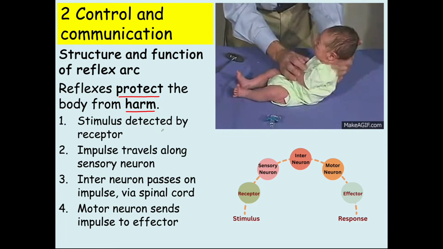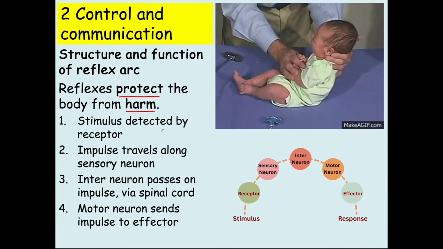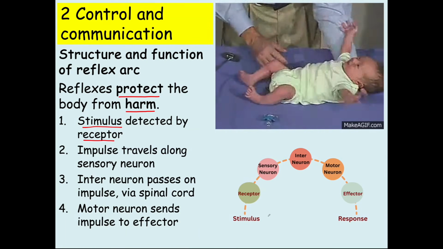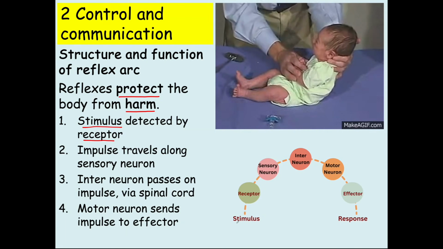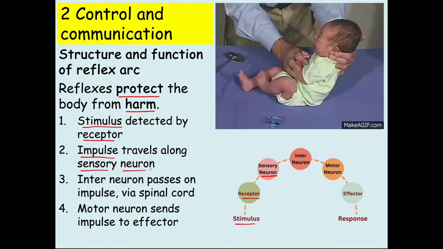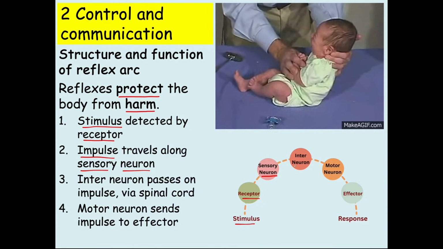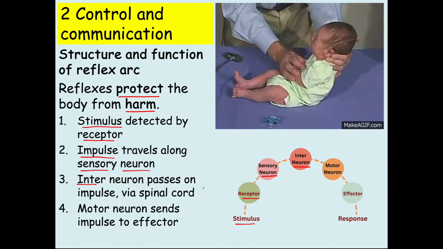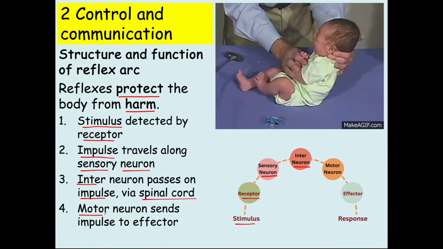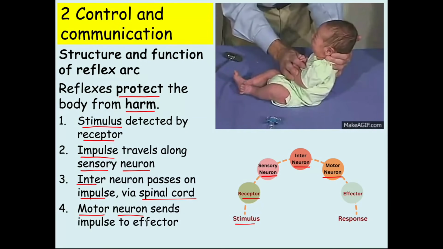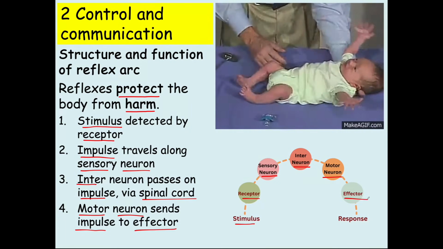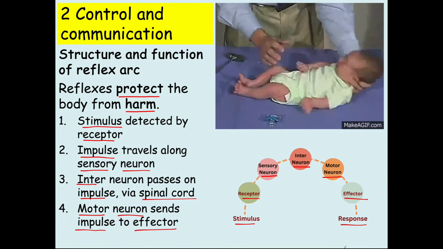Well, it works in a similar way to most of our responses to stimulus, okay? So the stimulus is detected in an area called the receptor, okay? So we've got a stimulus down here and it's detected by a receptor. So the impulse travels along the sensory neuron. That then passes on to the interneuron, which then passes on another impulse via the spinal cord towards the motor neuron, okay? And then this sends a last impulse towards the effector, okay? And the effector carries out our response, okay?